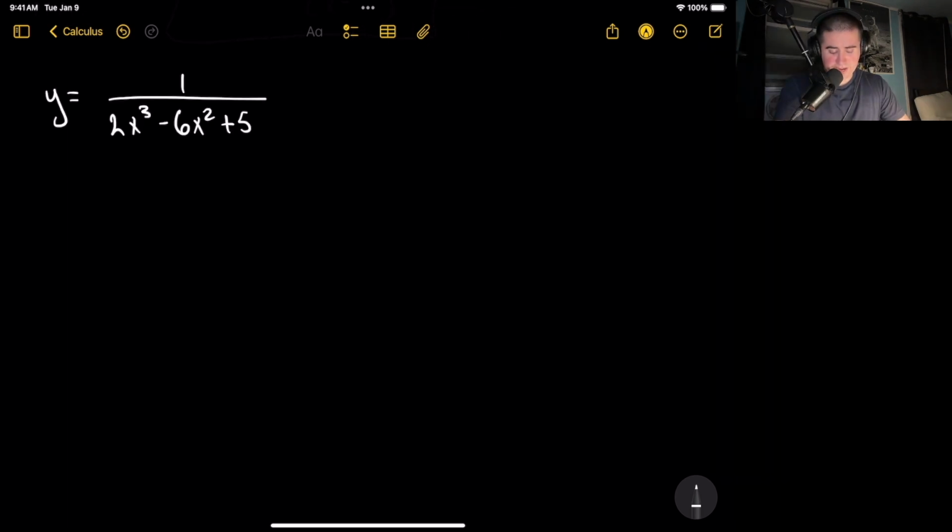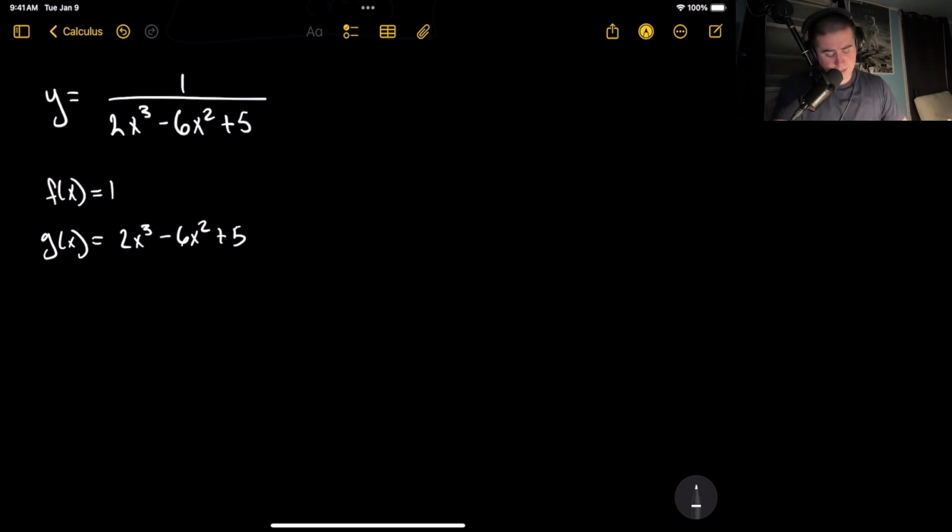Here we have our next equation. We have y equals 1 over 2x cubed minus 6x squared plus 5. So our f of x is just simply 1. And our g of x is going to equal 2x cubed minus 6x squared plus 5.